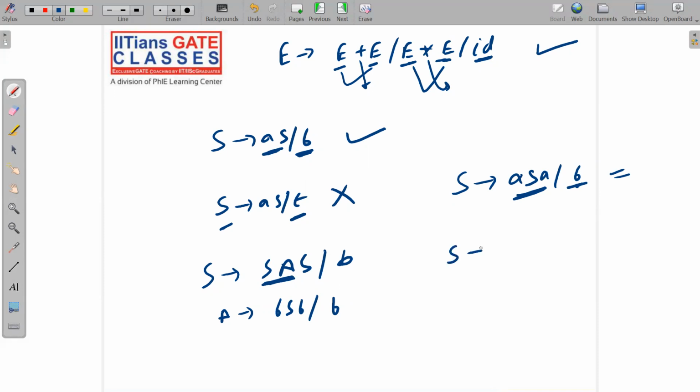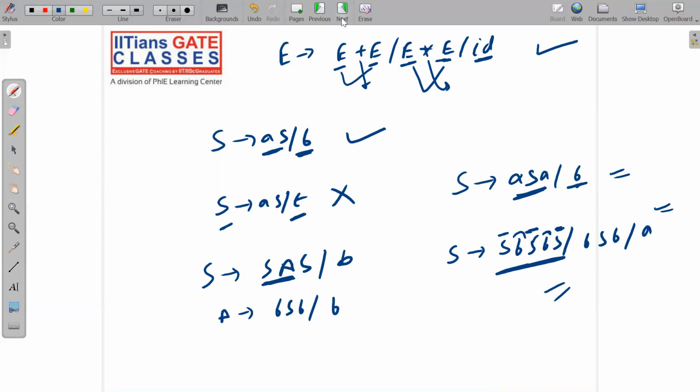Let me give you just one more example. S goes to SBSBS or BSBA. Yes, this is also an operator grammar because no two non-terminals are present side by side. These two non-terminals have a terminal between them. Here we have two non-terminals and a terminal between them. So no problem at all. This is an operator grammar. I hope I have made the point clear to all of you. Please note down all these examples and I will jump to the next slide now.